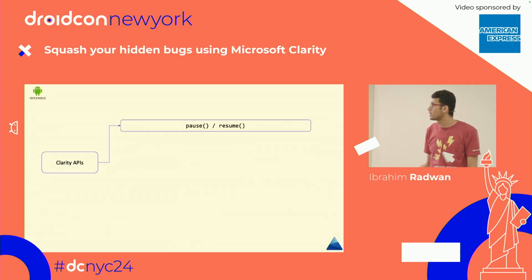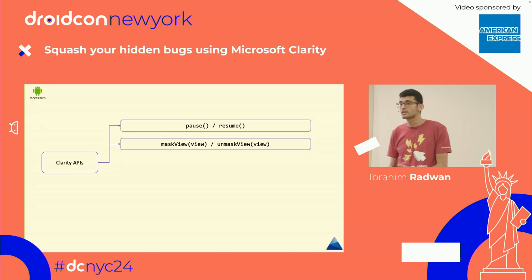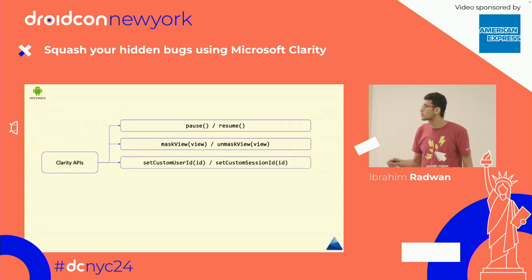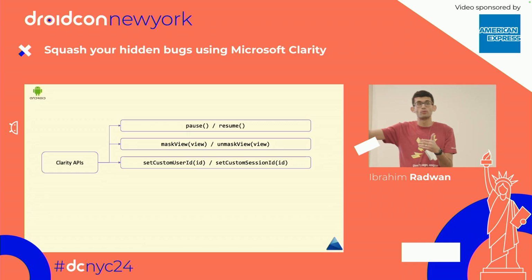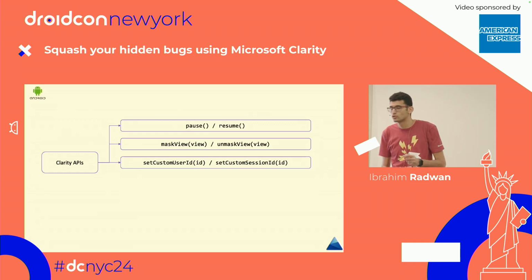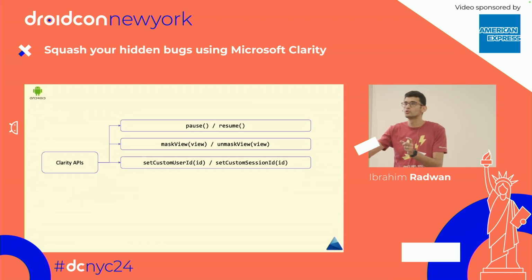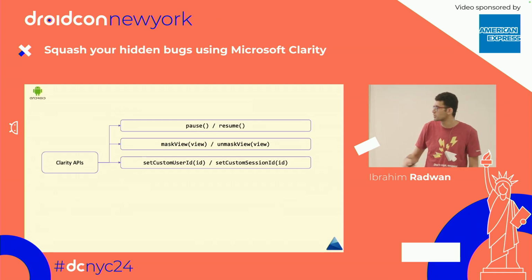We also give you a lot of APIs, like you can pause Clarity and resume it at any point in time. You can mask and unmask views. You can set a custom user ID and custom session ID for your sessions, so you can search on them later on the dashboard side. So basically, let's say that you'd like to correlate the sessions with the user in your database, so you add your user ID as the custom user ID.